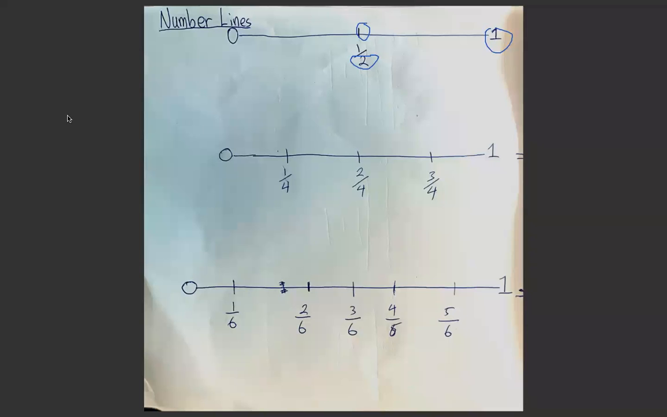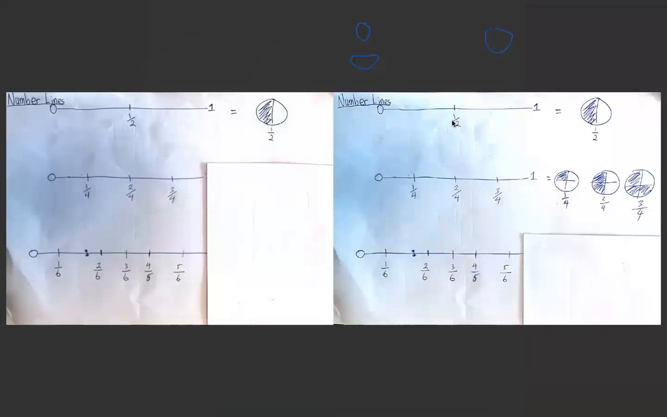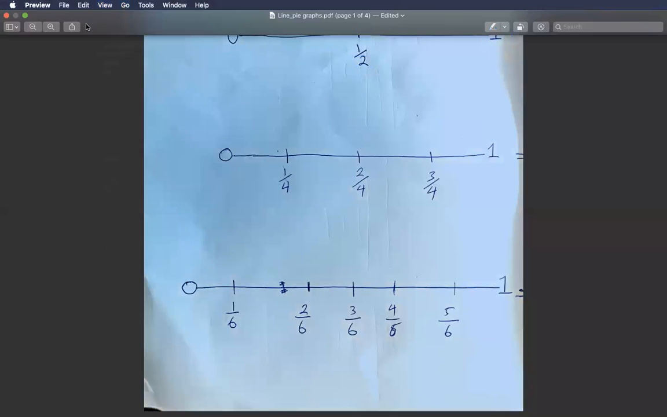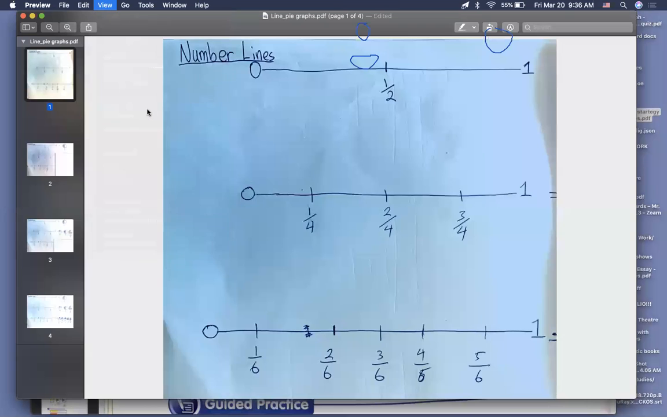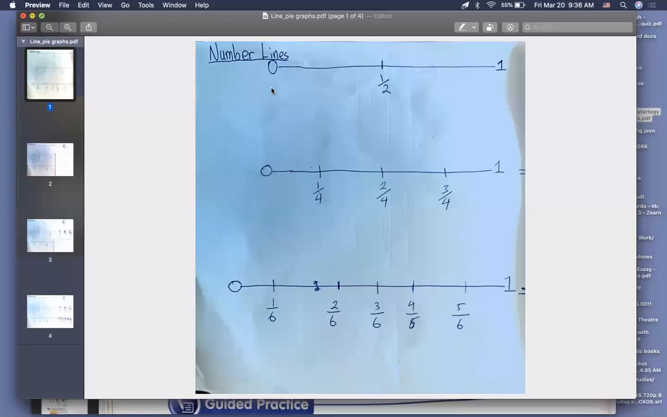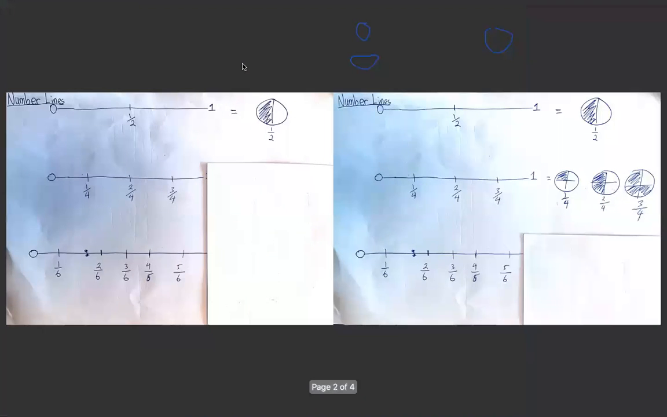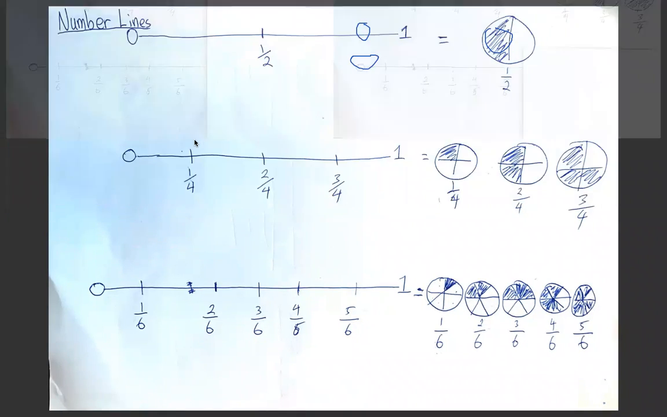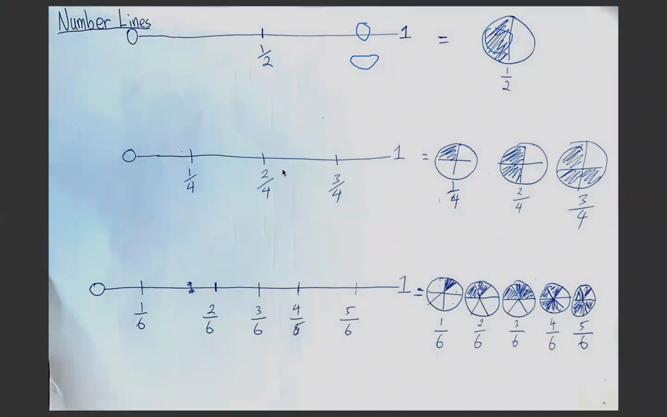If you want to see what this number line looks like on a page, here we go. So on our number line, we have one fraction and it looks like a pie right here, 1/2. Let's look at my second number line.